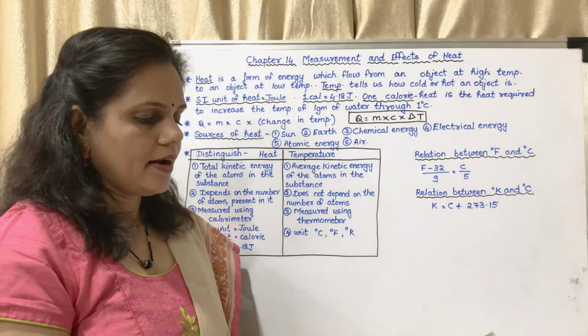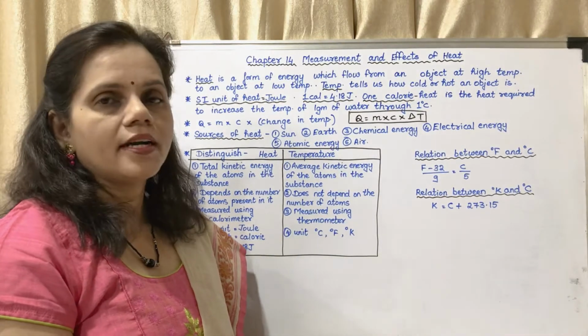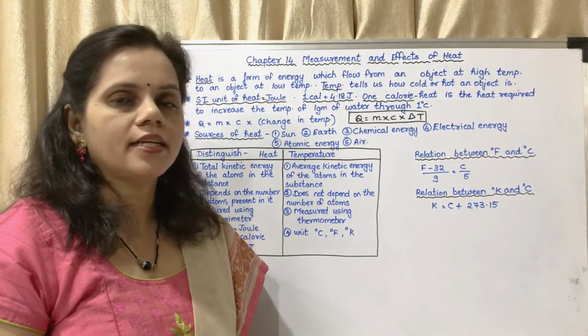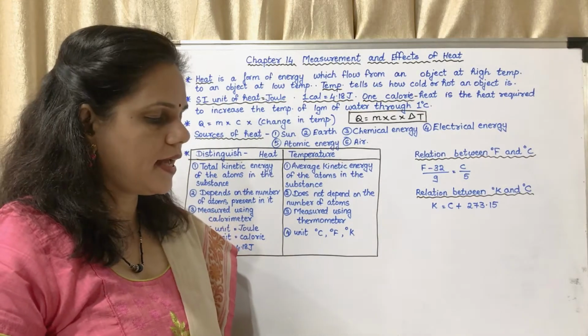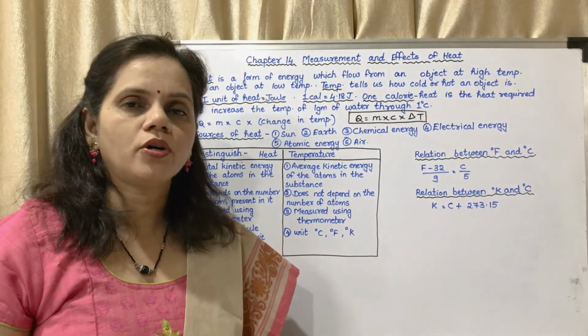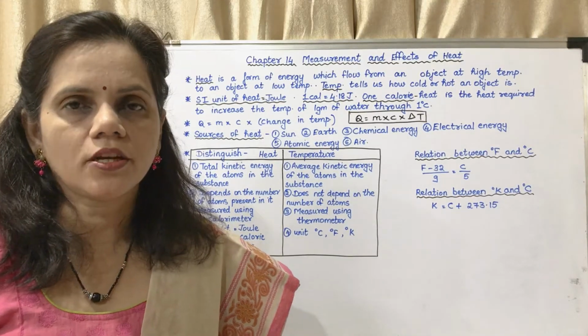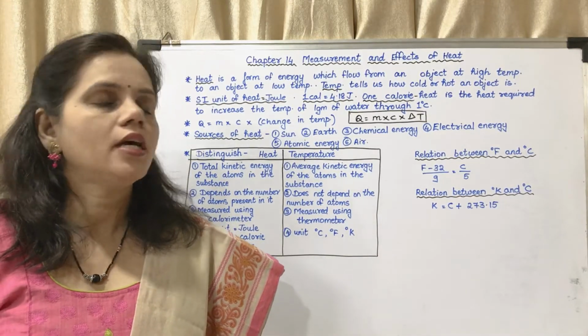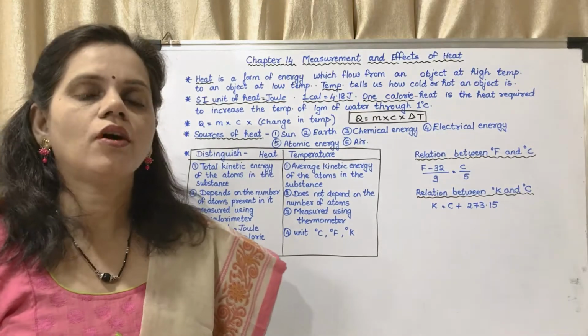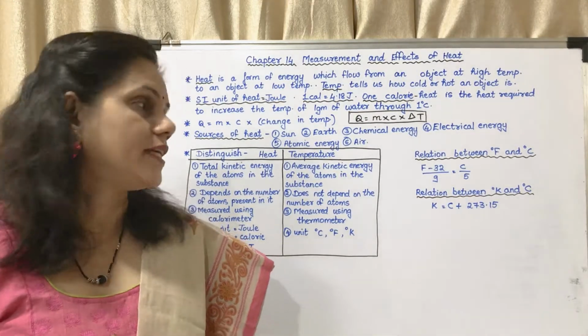Next is air. You know that there are different types of gases in the air, and a large amount of heat is trapped in the air due to the presence of carbon dioxide. So these are the different sources of heat.